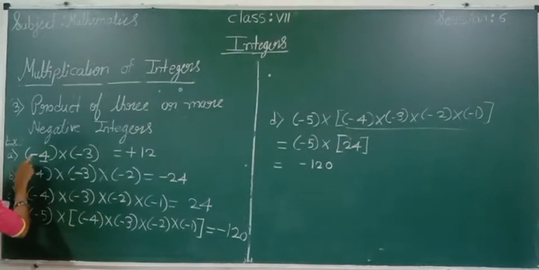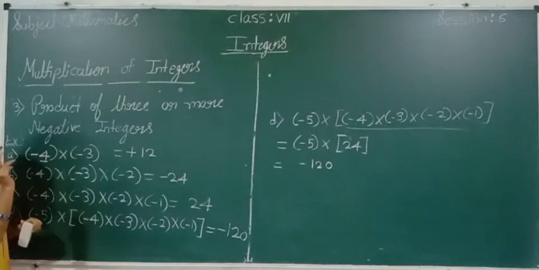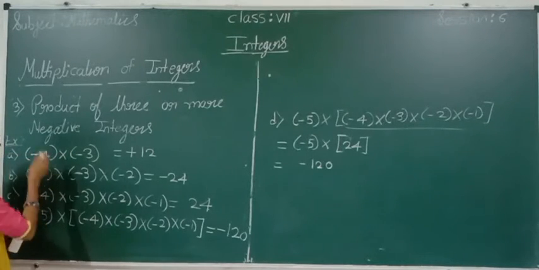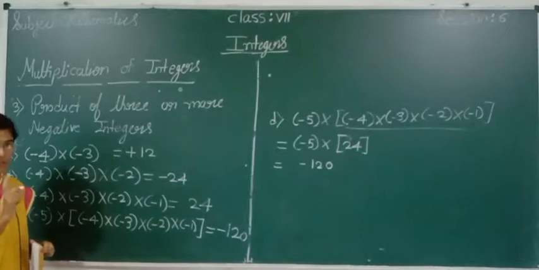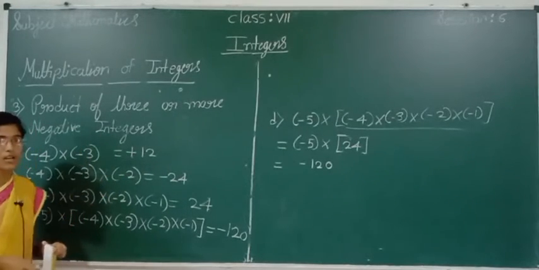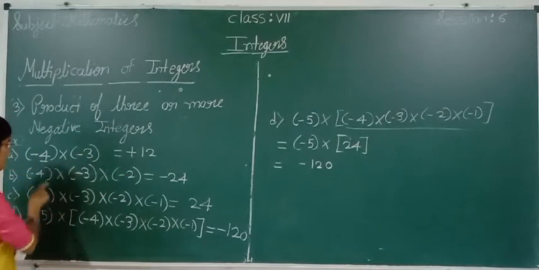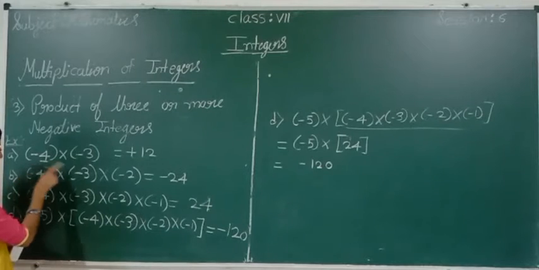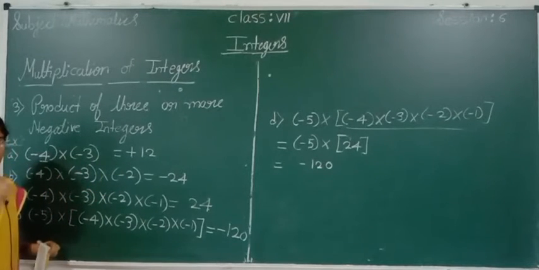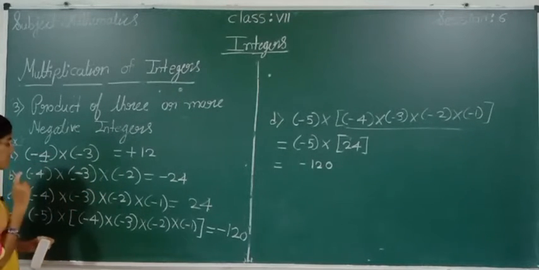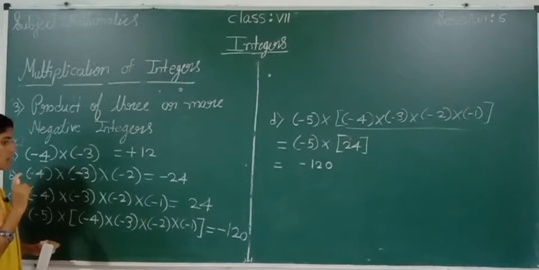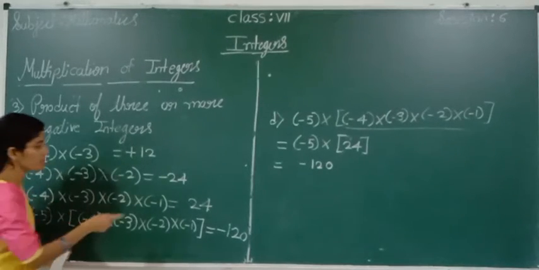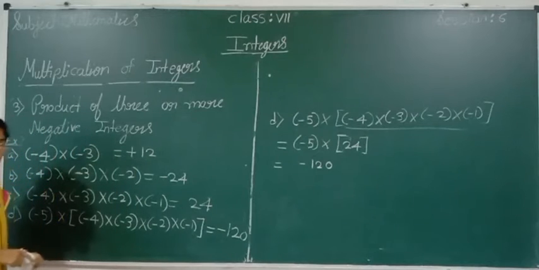Now see here, how many negative integers are there? 1, 2. 2 negative integers are there here. 2 is an even number. If even comes, it means the answer will come positive. Here, how many negative integers are there? 1, 2, 3. 3 is an odd number. If negative integers are odd in number, we will get the answer negative.